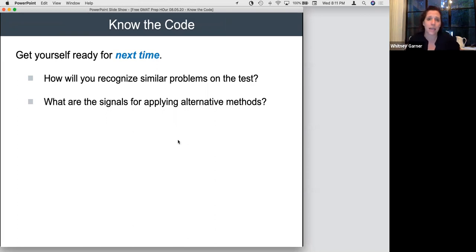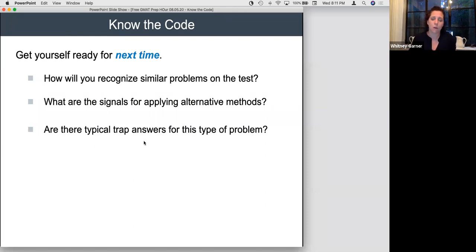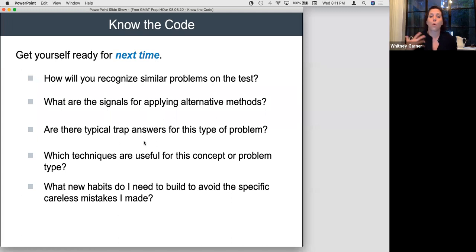I really want to test cases and data sufficiency. I really want to look for subject-verb agreement errors in sentence correction. I want to be very efficient at how I eliminate answer choices in critical reasoning. What should I look for? What are the signals? What are the typical trap answers? What are some common techniques, and how do I recognize when to use them? And what are the habits that I need to be putting into place?